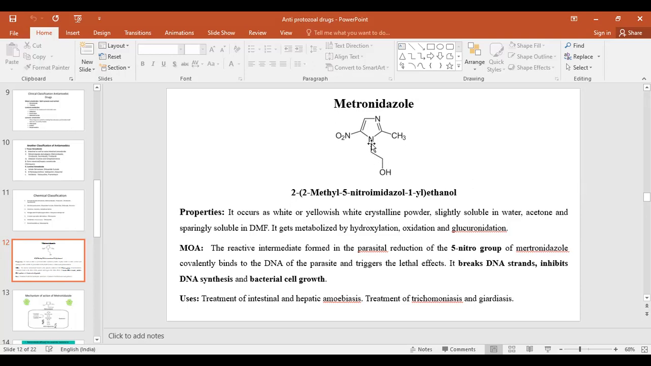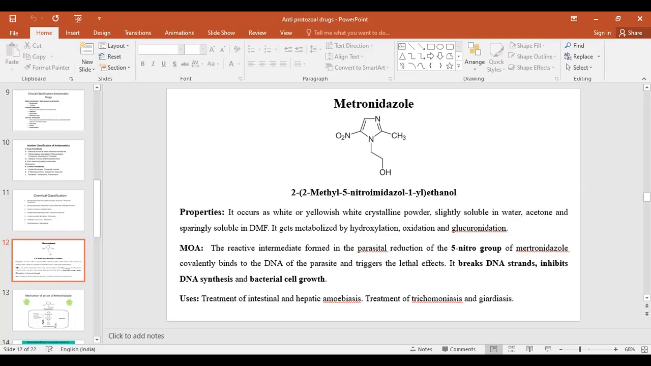Start from 1, 2, 3, 4, 5. So properties: it occurs as a white or yellowish white crystalline powder, slightly soluble in water and acetone, and sparingly soluble in DMF, that is dimethylformamide. It gets metabolized by hydroxylation, oxidation, and glucuronidation.